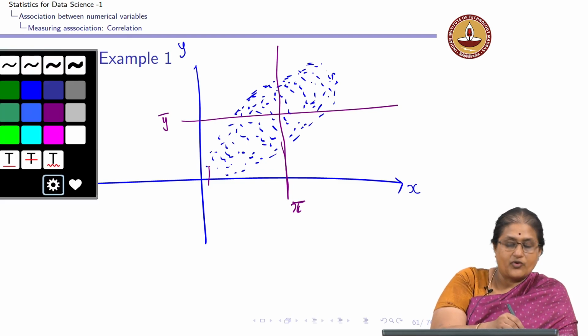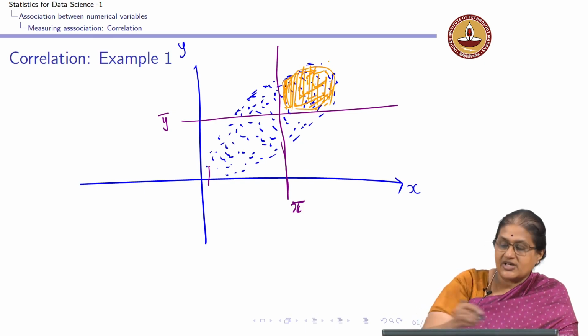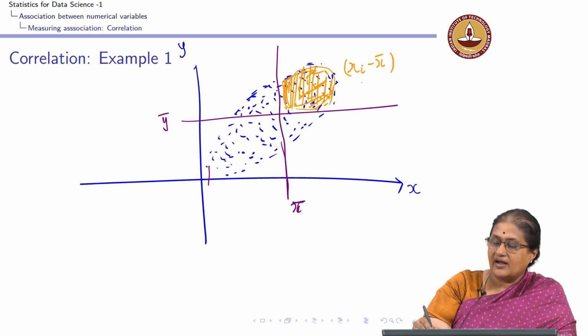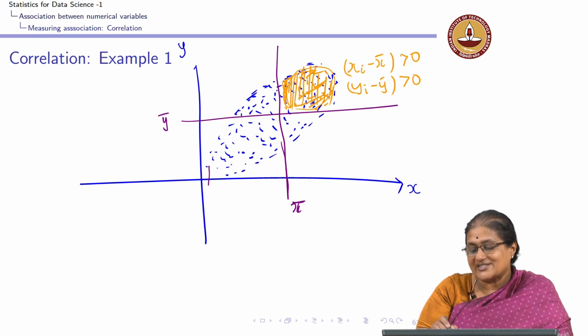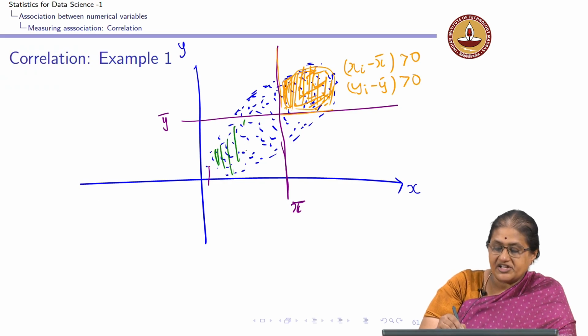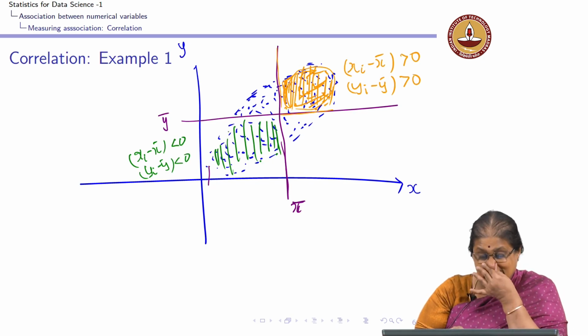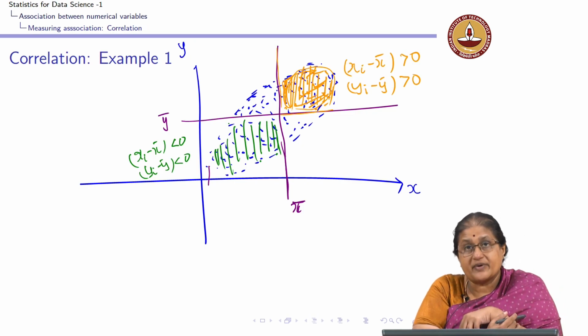In this piece, if I shade all my points orange, all the points in this region are points where xi minus x bar and yi minus y bar are both greater than 0, because both my x point and my y point are greater than the respective means. Now, in this green shaded area, xi minus x bar and yi minus y bar are both less than 0, because both the xi points and the yi points are less than their respective means.